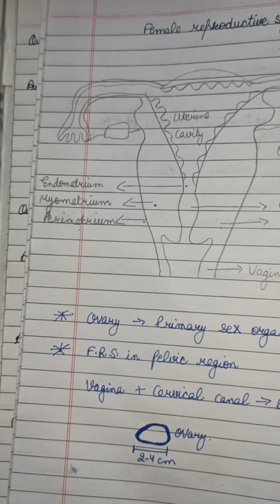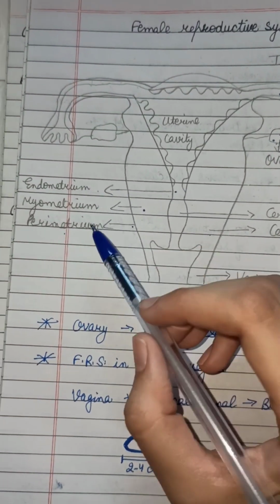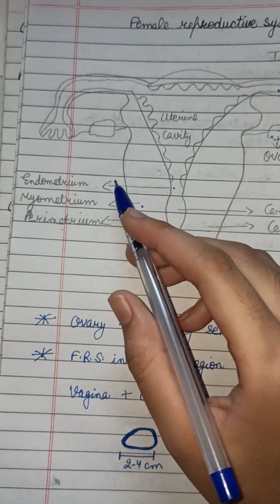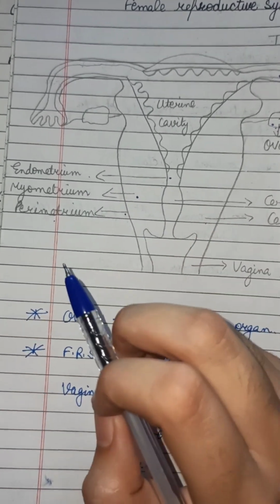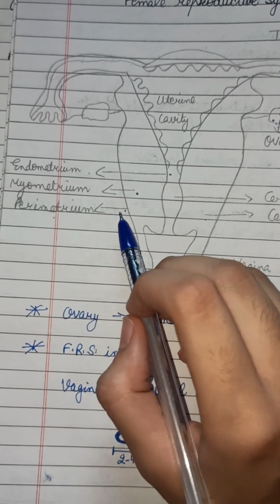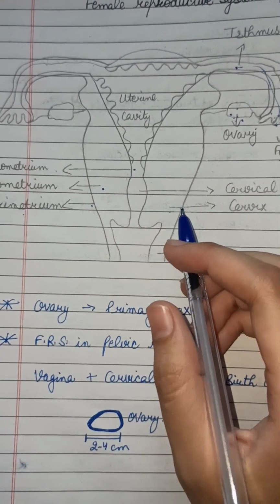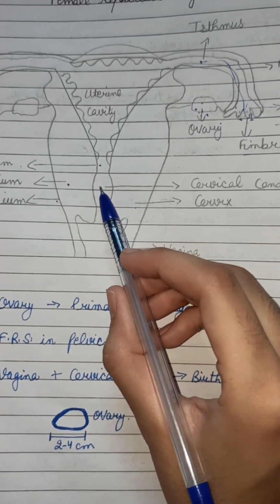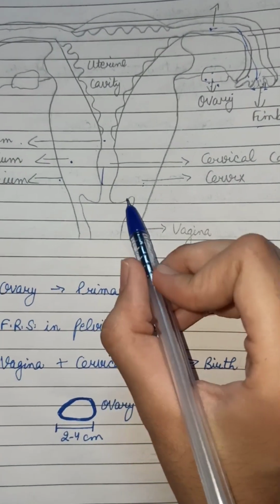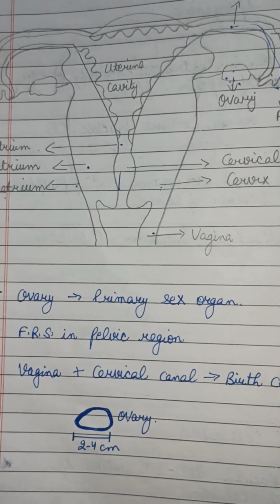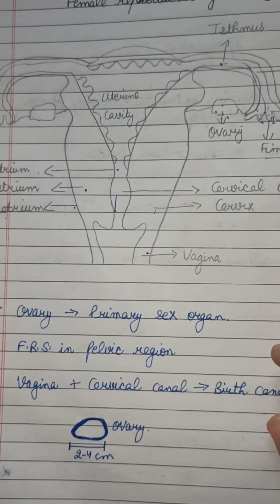Now uterus has three layers: endometrium, myometrium and perimetrium. Endometrium is the innermost layer, myometrium is the middle and muscular layer, and perimetrium is the outer and thin layer of uterus. Now next is, this is our cervical canal, and this is our cervix. This is our vagina, outermost part of the female reproductive system.